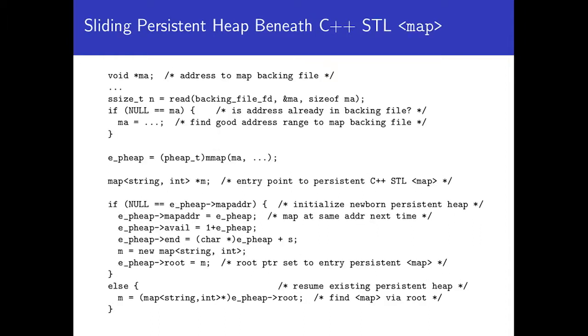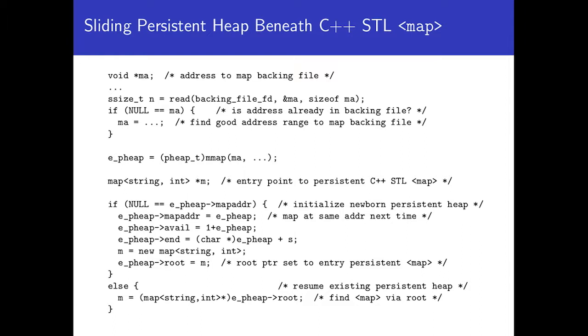Now, a couple of lines of preliminaries here. When our program begins life, it must map the backing file into its address space. It's going to try first to get the address at which to map from the file itself. If the backing file is newborn, it's just a bunch of zeros. So our program is going to find a null pointer, and it has to use a voodoo heuristic to figure out a reasonable range of addresses in which to map the backing file. Thereafter, every subsequent time we use the backing file, we're going to map it at that very same address. Now, we perform the mmap call.